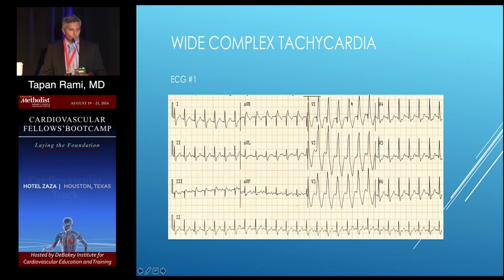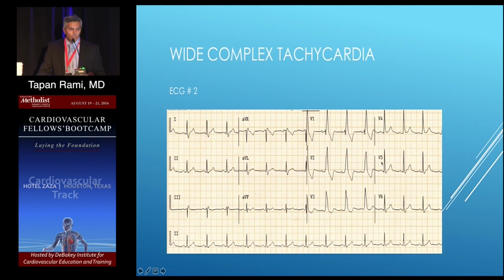Here we have a wide complex tachycardia. One of the things you have to use, in addition to your history, is a baseline EKG: if you have a previous EKG, just compare it. You can see that the previous EKG has a baseline right bundle branch block. So that was some type of SVT with the baseline bundle branch block.